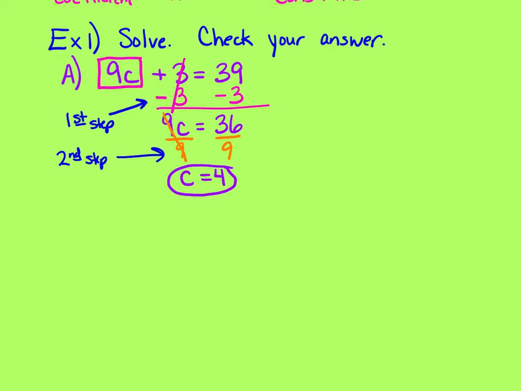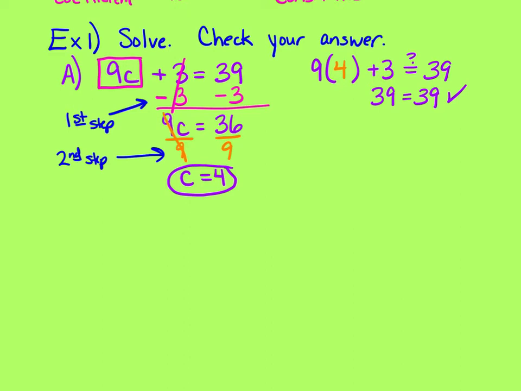We can check the answer by just plugging in what we got. 9 times c plus 3, we want to see if it equals 39. So we're going to plug in what we got for an answer. 4. 9 times 4 is 36, plus 3 is 39. So since these were equal, then that is true.